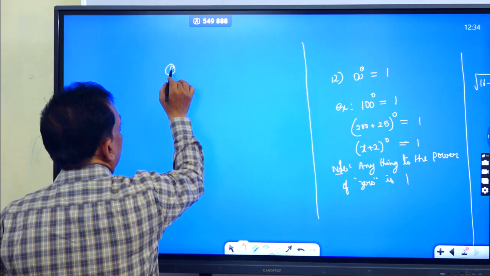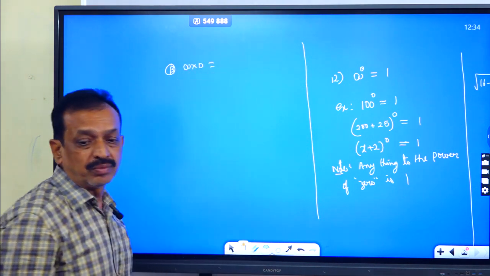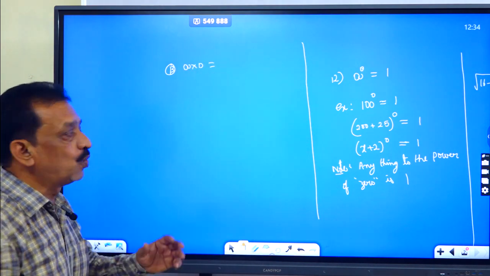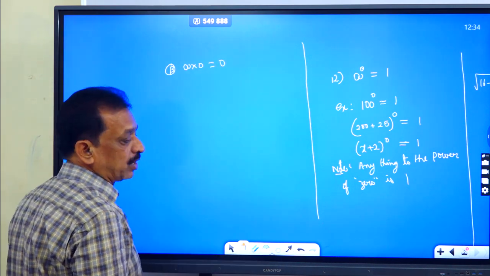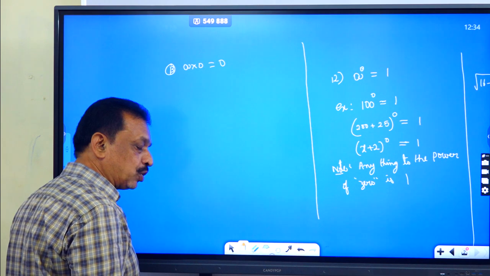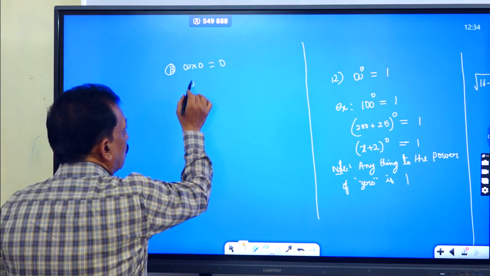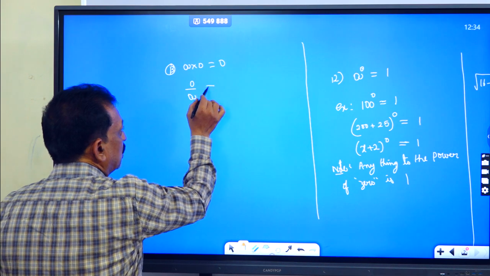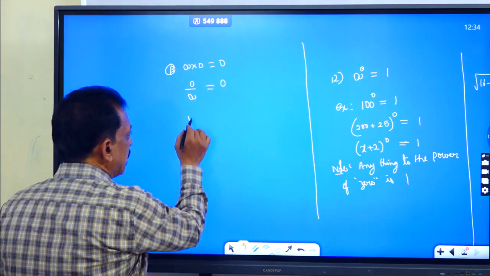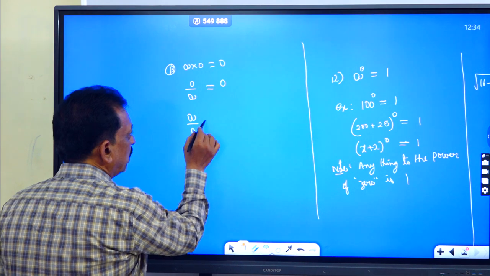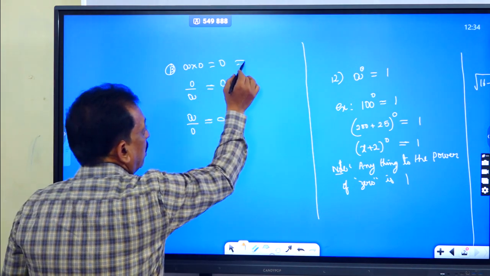Number 13: a into 0 is equal to how much? A into 0 is 0 only. Sometimes you make some mistake here. A into anything multiplied by 0 is 0 only. 0 by a is equal to 0. 0 by anything is 0. A by 0 is not defined; I can say infinity, okay, not 0.